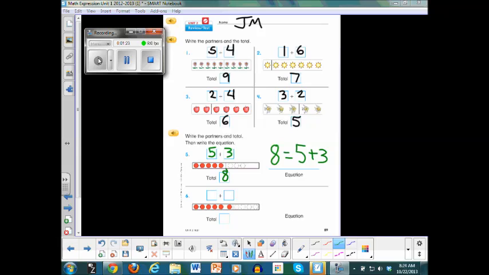What are the partners of number 6, boys and girls? Oh, let me hear that again. I heard somebody say 10, that the partners are 10. Yes, 6 and 4 are 10. For this one, I'm going to write an equation where my total is last. I know 6 plus 4 is 10.